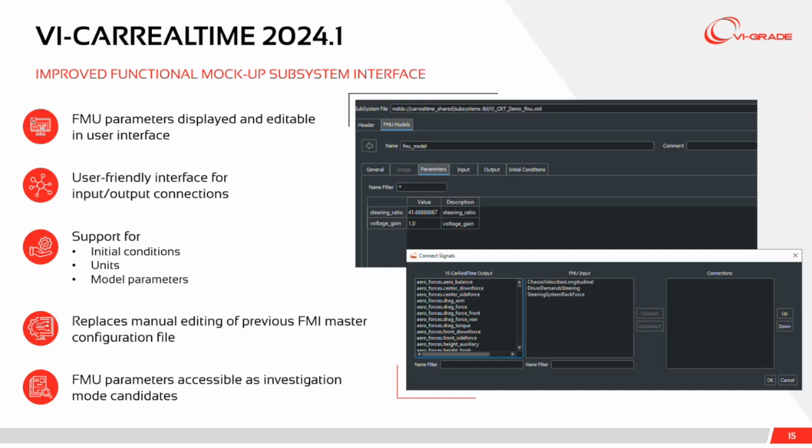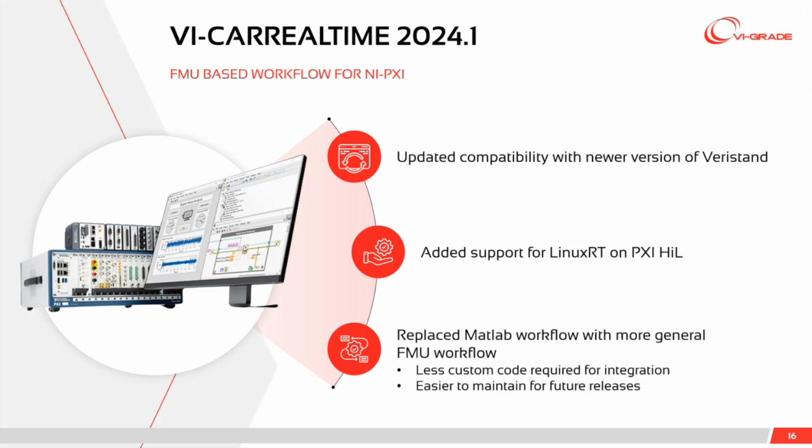in the new version. With this last version, by importing a valid FMU in VI-CarRealTime, the user has the possibility to interact from the GUI of the software with the FMU, using a wizard to connect outputs of the FMU to inputs of VI-CarRealTime and vice versa, and also all the parameters can be tuned directly from the VI-CarRealTime interface. In addition to that, bringing the FMU parameters inside VI-CarRealTime makes it possible to use them as candidates for the investigation.